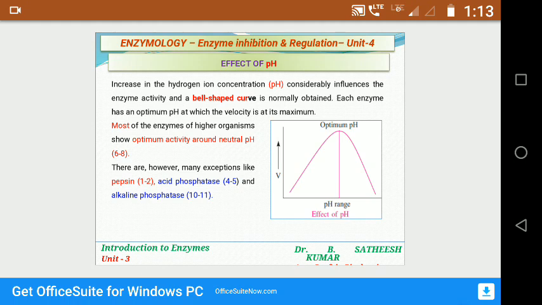We have different enzymes with different optimum pH levels. Say for example, pepsin works only in an acidic environment. Therefore, it has the optimum pH around 1 to 2 only. Below 1 or above 2 pH, the activity of pepsin will gradually decrease. Acid phosphatase has optimum pH 4 to 5, and alkaline phosphatase has 10 to 11 pH as its optimum pH.